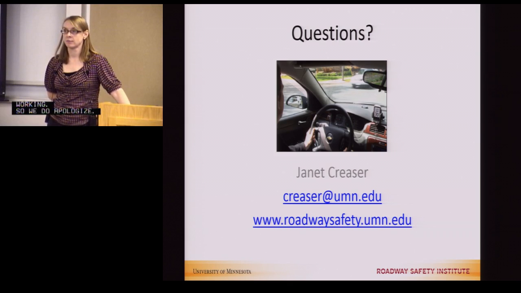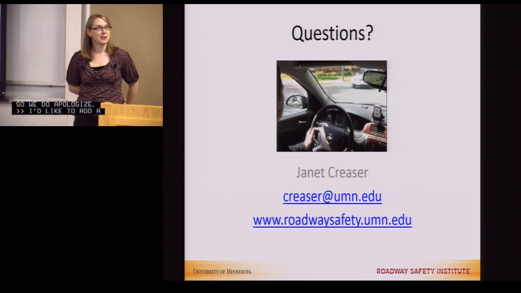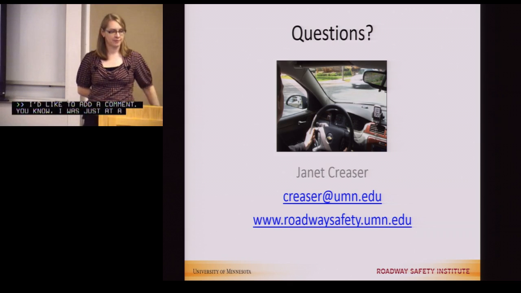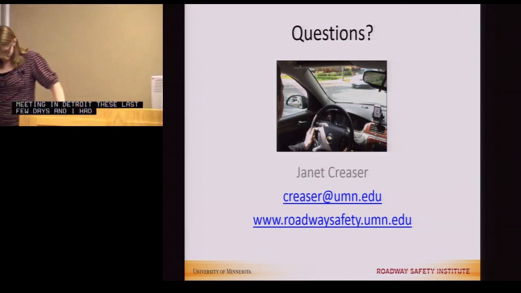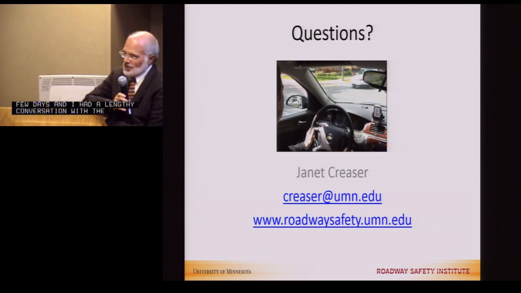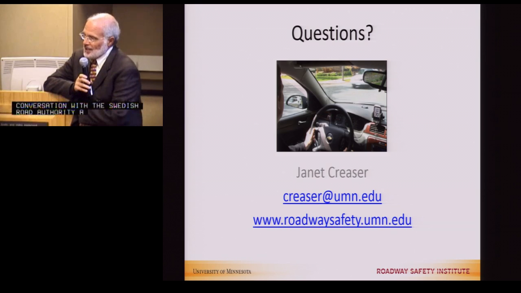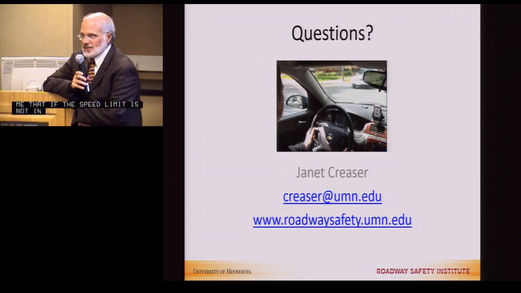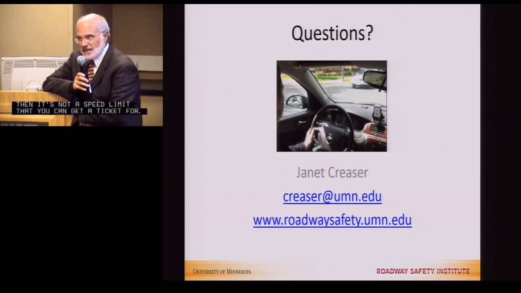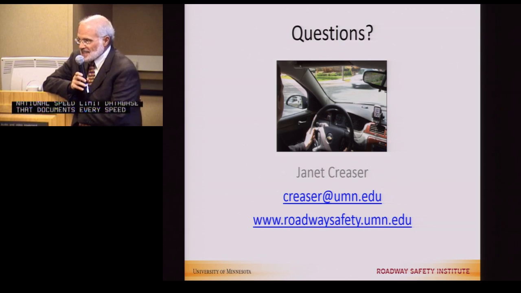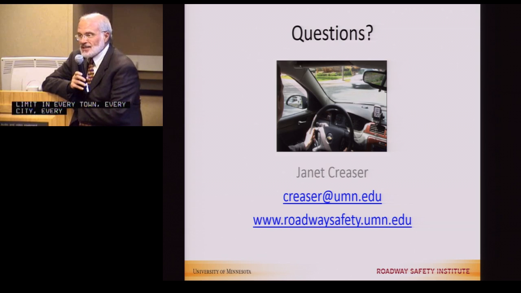I'd like to add a comment. I was just at a meeting in Detroit these last few days, and I had a lengthy conversation with the Swedish Road Administration, and they told me that if the speed limit is not in a digital database, then it's not a speed limit that you can get a ticket for. So they basically have a national speed limit database that documents every speed limit in every town, every city, every county, and if it's not in the database, you cannot get a ticket, period.